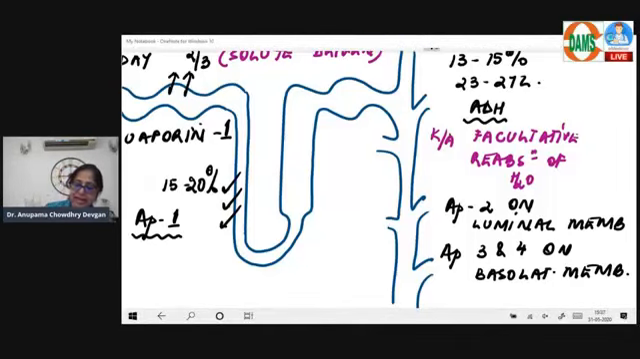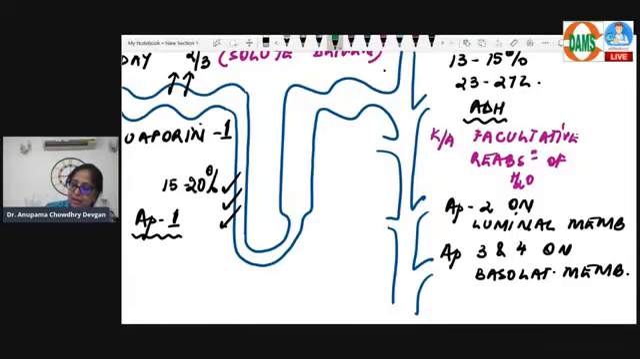Please remember, ADH will increase the number of aquaporin 2. It does not affect the number of aquaporin 3 and 4. It will affect the water channels on the luminal side of the P cells. More ADH, more water channels. More water channels means more water reabsorption, right? More the ADH, more the aquaporins, more will be the water reabsorption.